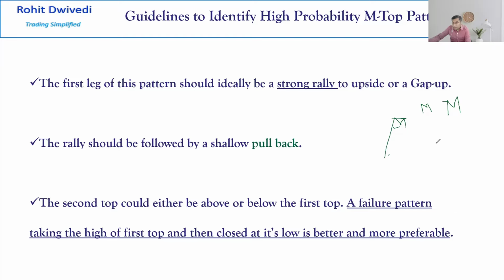It simply means that, let's say we have the straight move or a gap up to the upside, then we have the shallow pullback, and while prices were moving up, we have a bar which moves to the upside.